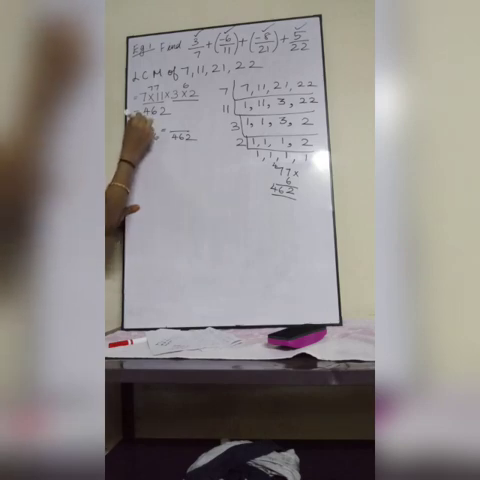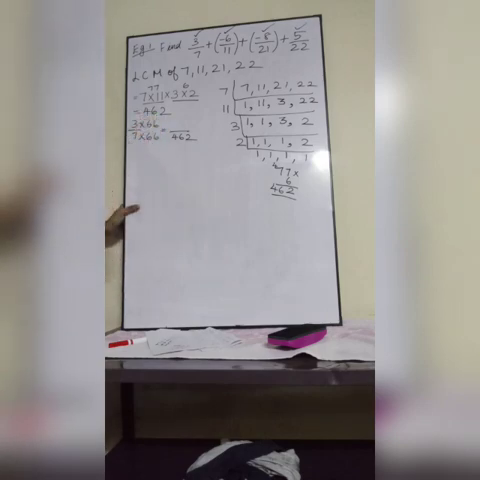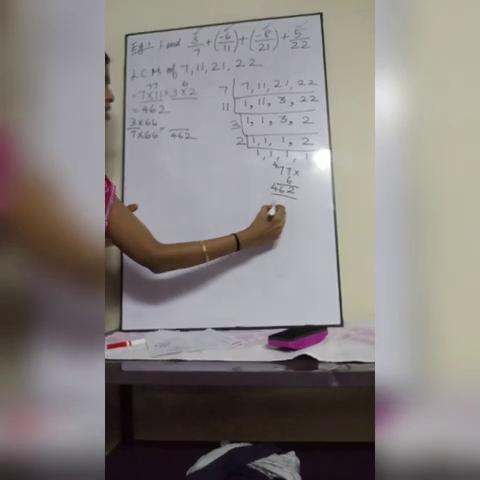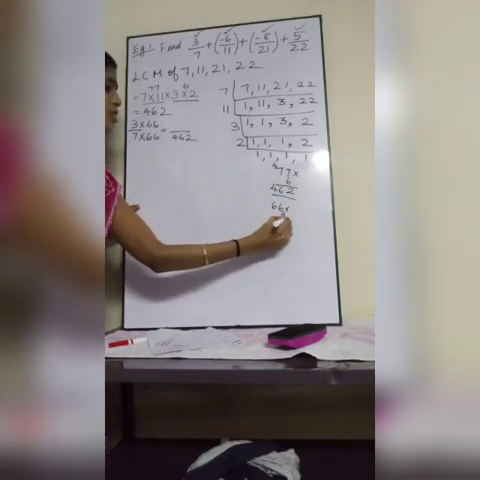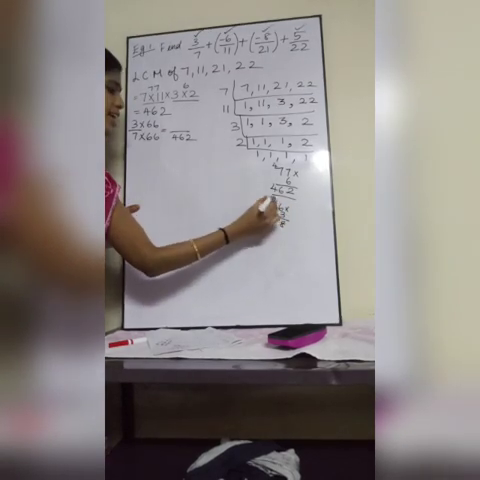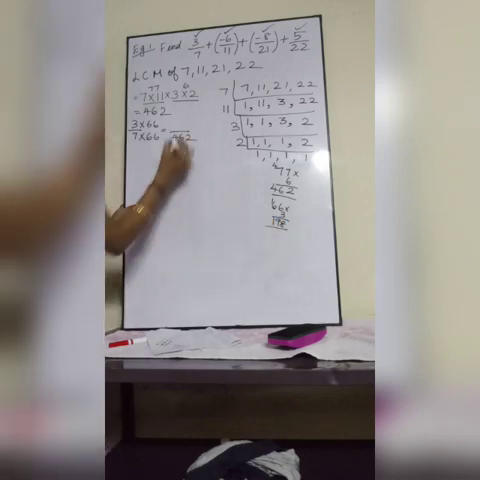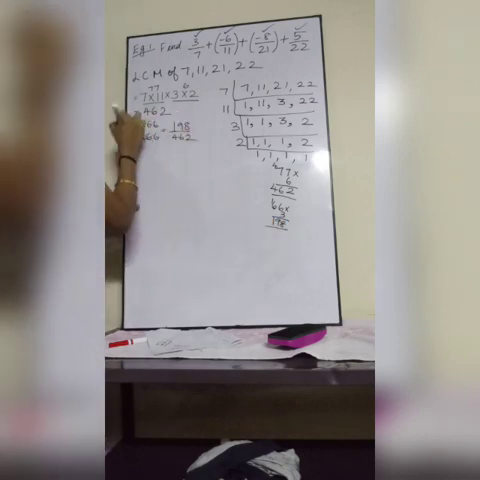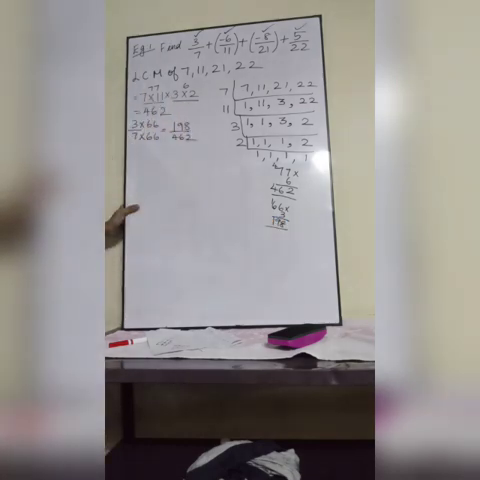Okay, next. Here 66 means here also 66. You can do the calculation. 66 into 3. 6 threes are 18, 1. 6 threes are 18, 19. Okay, 198. So 3 by 7 will become 198 by 462. Now one rational number we have changed.